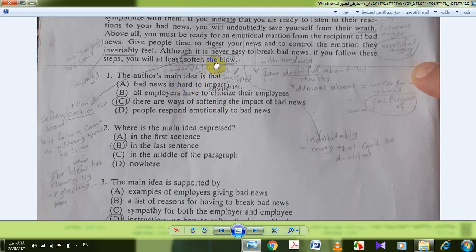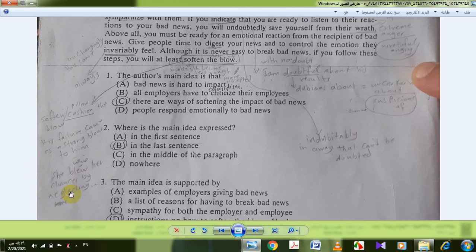Soften the blow means soften the hit. Soften the blow. It means cushion the blow. Cushion the blow. We have other meanings for blow. His failure came as a strong blow to him. So a blow is a shock, a slap, or whatever.